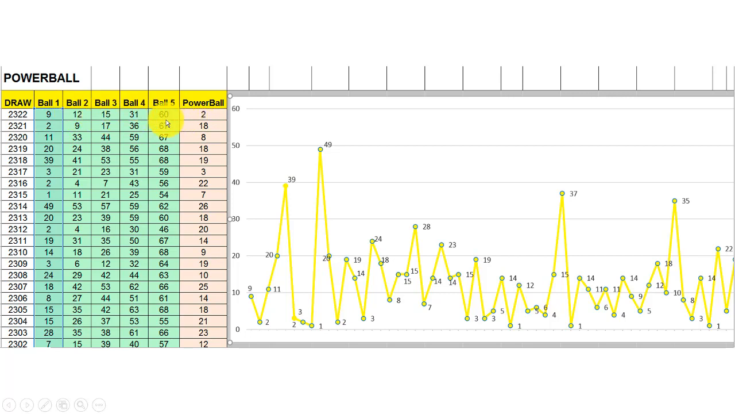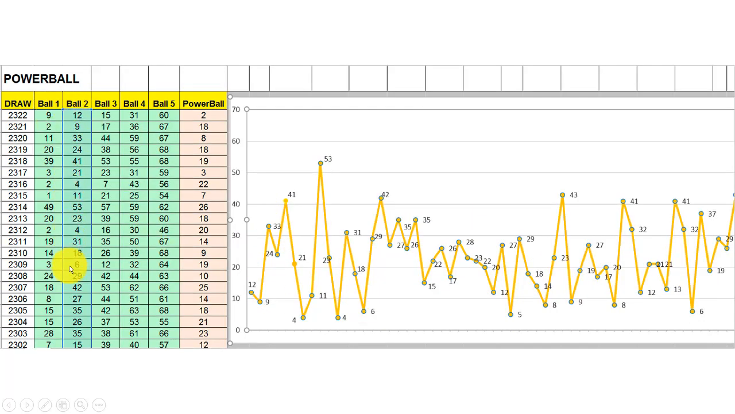Let's take a look at the first ball throughout the runs. We see that it took on the value 9, 2, 11, 20, etc. And therefore, we can plot these values in a graph. We see that the graph is chaotic and jumps in all directions. There is no pattern in it. The same thing we can do with the values for the second ball. And the graph that we received is also chaotic and without an obvious pattern.